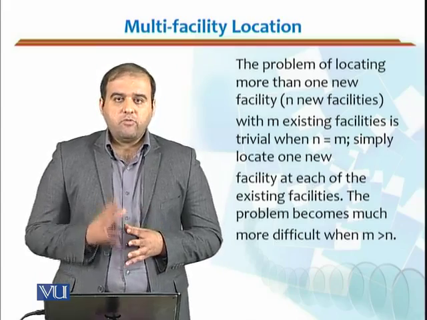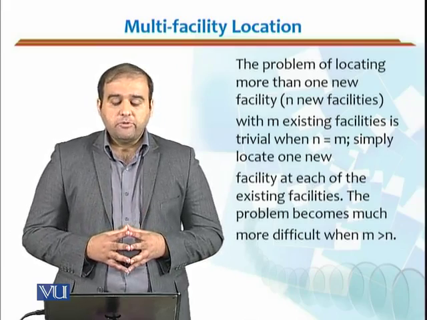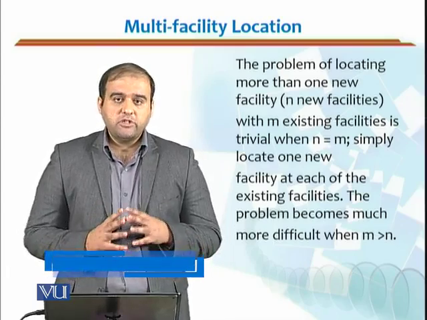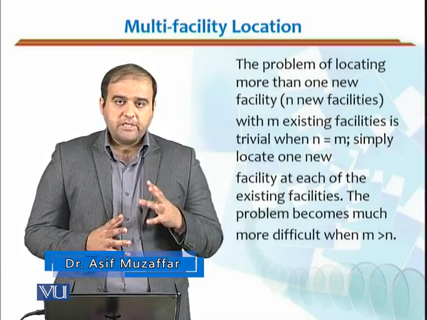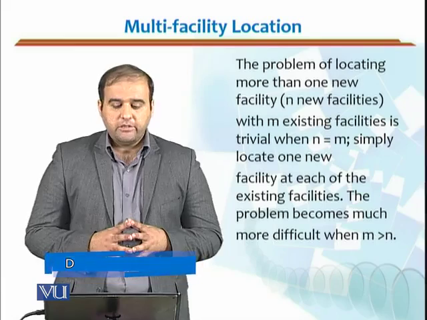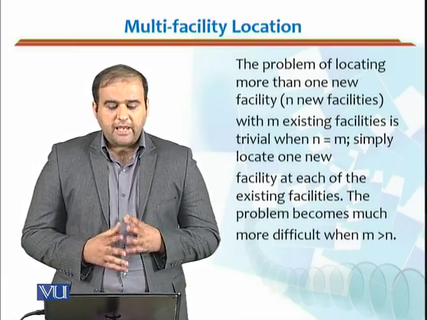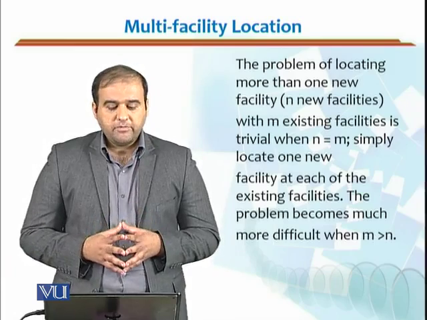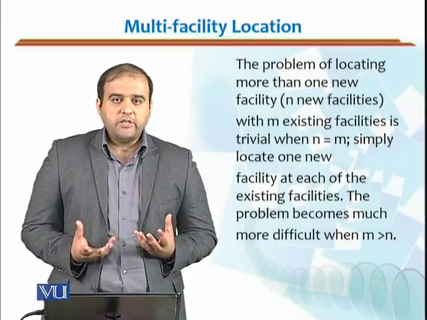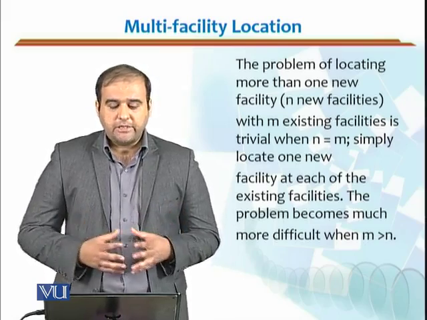Now, first of all, we should know what multi-facility location is, or what type of problems it poses. The problem of locating more than one new facility, that is n new facilities, would not be done simply by using the rectilinear or the Euclidean distance models. With m existing facilities, it's trivial when n is equal to m. Simply locate one new facility at each of the existing facilities. If both are equal, it becomes trivial, in the sense that it is a one-for-one scenario.